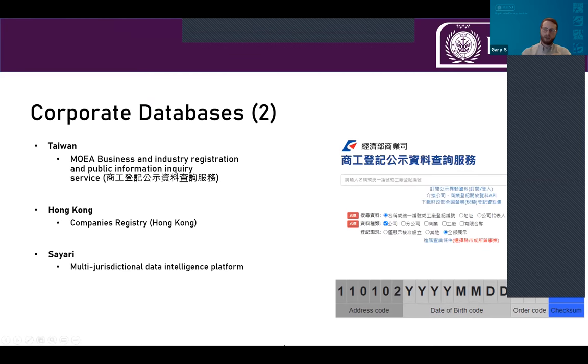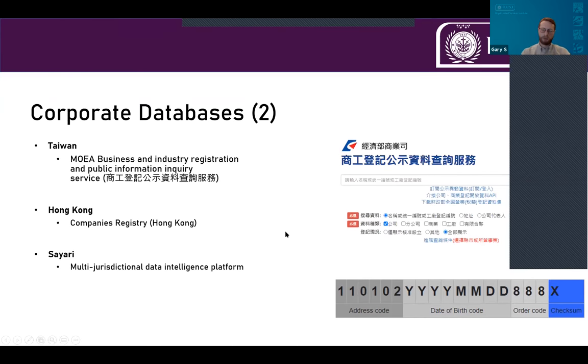On the Hong Kong corporate registry, one of the interesting things that you can pick up is that the director of the company would have to put on their annual statement either a passport number or a China ID number. And the interesting thing about the China ID numbers is that they do reveal certain bits of information about the individual, such as where they're addressed to, which, as you can see at the bottom there, is the address code, followed by their date of birth, and then the order code, of which the last digit indicates whether they're male or female as well.